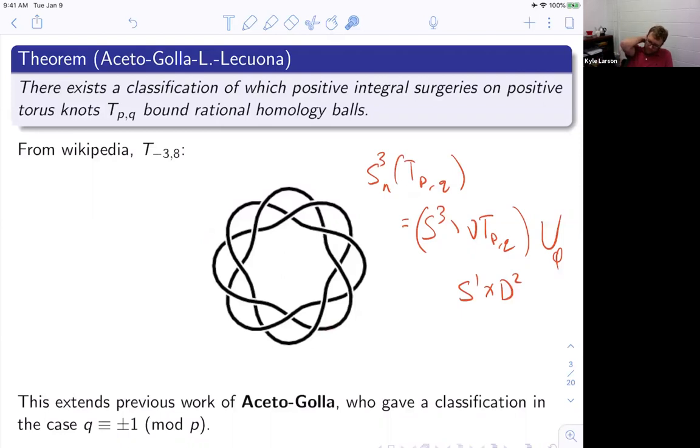Okay, and we think this is a nice family of three-manifolds. Torus knots are a special family of knots, and it's natural to consider Dehn surgery on these knots. And we wanted to give a classification for which of these bound rational homology balls, and that's what we're able to do. Let me point out that previously, two of our co-authors, Paolo Aceto and Marco Golla, had given a classification in the special case that Q is congruent to plus or minus 1 mod P.